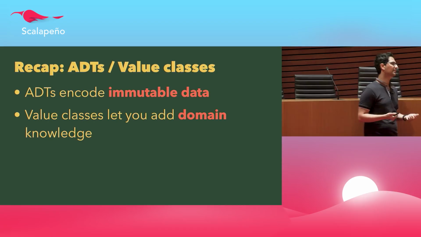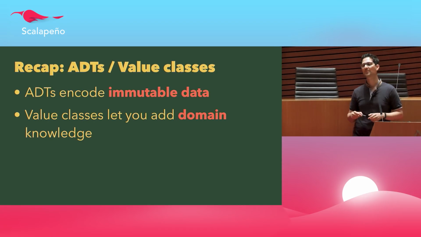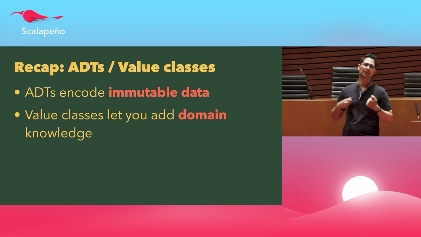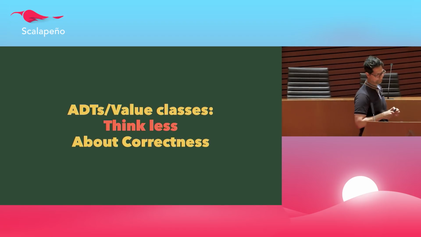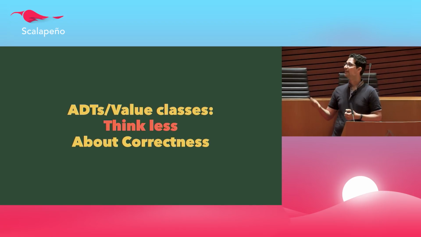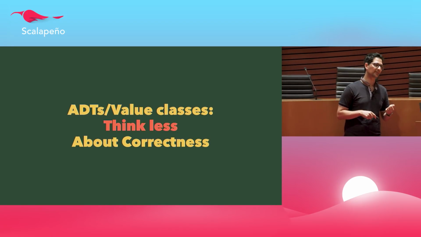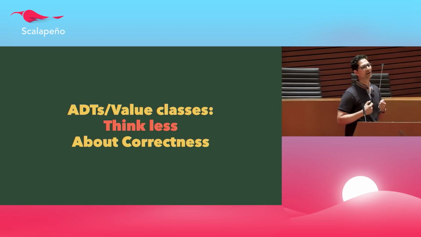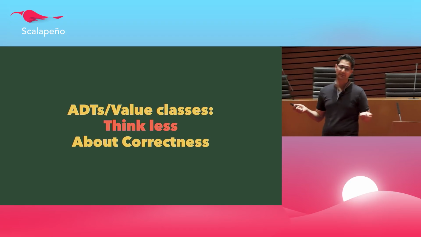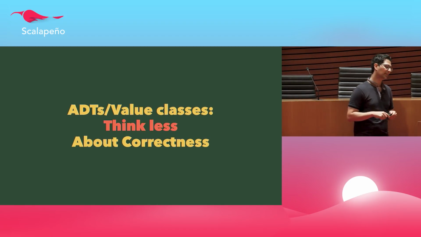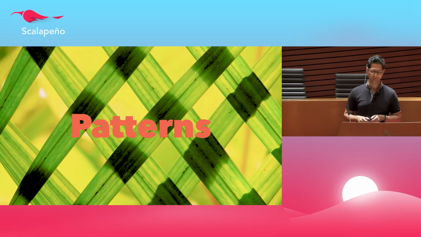We talked about value classes and how we can put domain knowledge inside the types, so the compiler will also help us to write code that is more correct. So all these techniques about data will make you think less about the correctness. You don't have to think so much like before. The compiler will check the correctness for you. Something that I believe is extremely powerful and Java doesn't give you. All right.